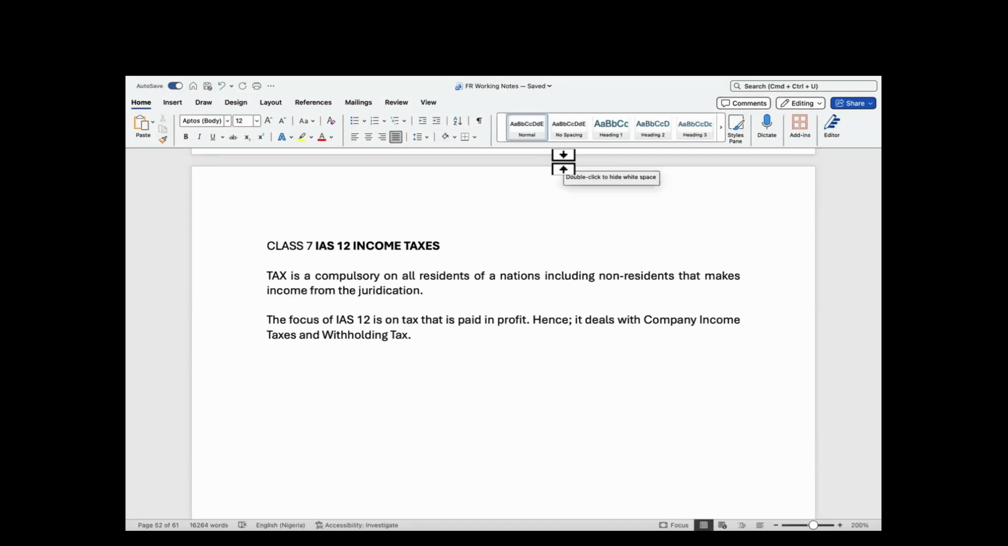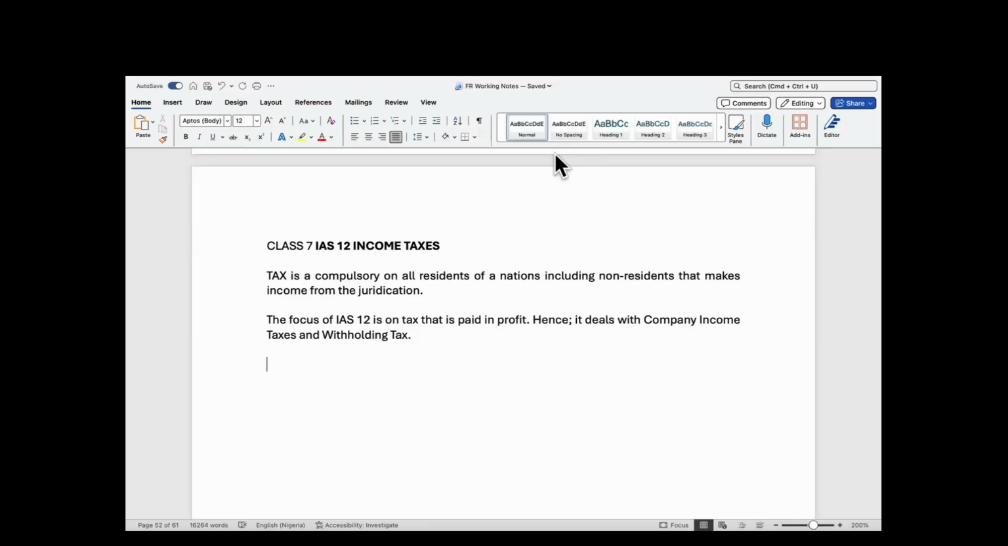So what I want to teach you today, all the principles we'll be discussing, has nothing to do with the tax you pay on the goods you buy, or the tax you pay on your salary. No, we are not looking at how to account for personal income taxes. Capital gains tax is also a tax you pay on profit, so it would apply, but VAT will not apply. The focus here is company income tax and withholding tax. So what I'm teaching you today is basically how to account for those two.